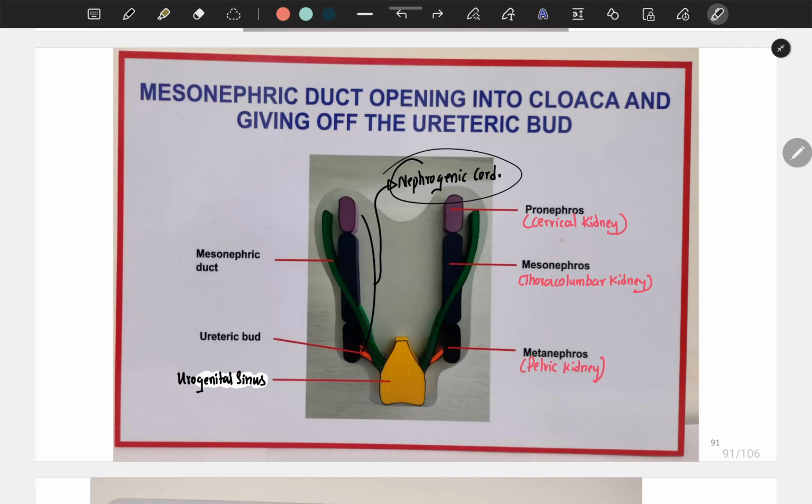Okay. And also the posterior part of the mesonephric duct forms the trigone of the bladder. Now this mesonephros also gives rise to the paramesonephric duct. Okay. So here kidney development is from mesoderm, but bladder development is from endoderm. Okay.